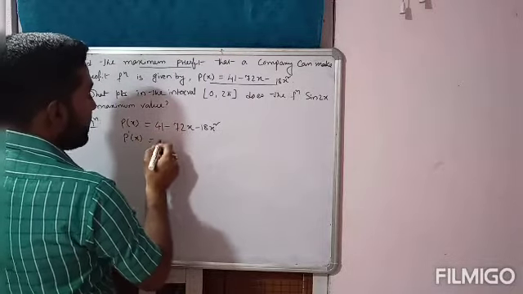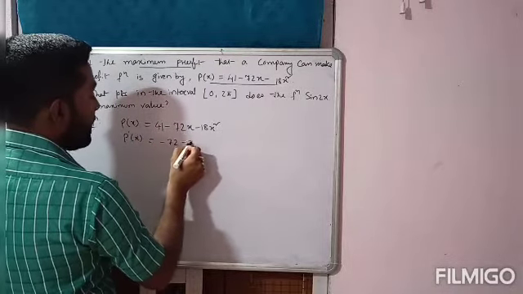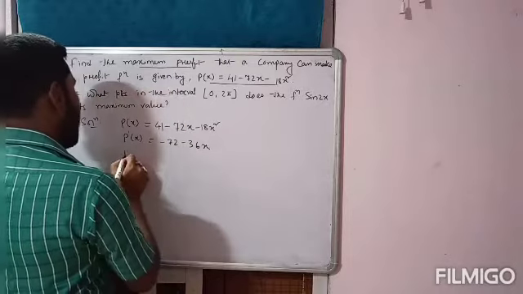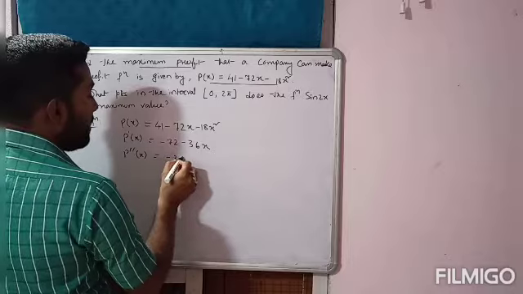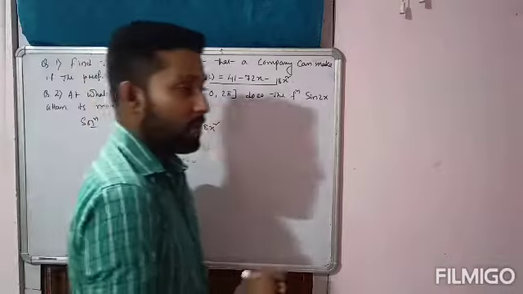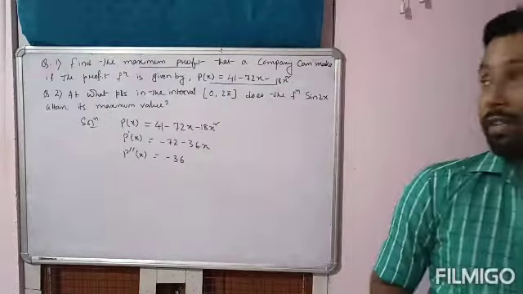Differentiation of any constant is 0. This will be minus 72 minus 36x. Again find out the second order derivative. What will the second order derivative be? Only minus 36. Okay, so the first order and second order derivatives are found.